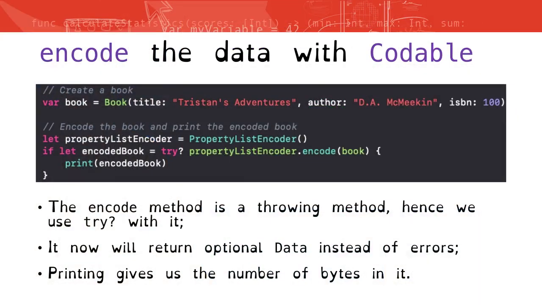Now, the encode method is a throwing method, hence we will use try with a question mark with it. It will now return optional data instead of errors, and printing it gives us the number of bytes in it. Because we are saving it as a plist, we use the property list encoder object to do this. We use the try with the question mark because the encode function is one that is known as a throwing function. Because of this, we need to use the try catch syntax. Hence, we are using the try with a question mark. We create a variable called encoded book, and we attempt to encode our book object, and now we simply print the encoded book out. When we print it, we'll actually print the number of bytes in our encoded book object.